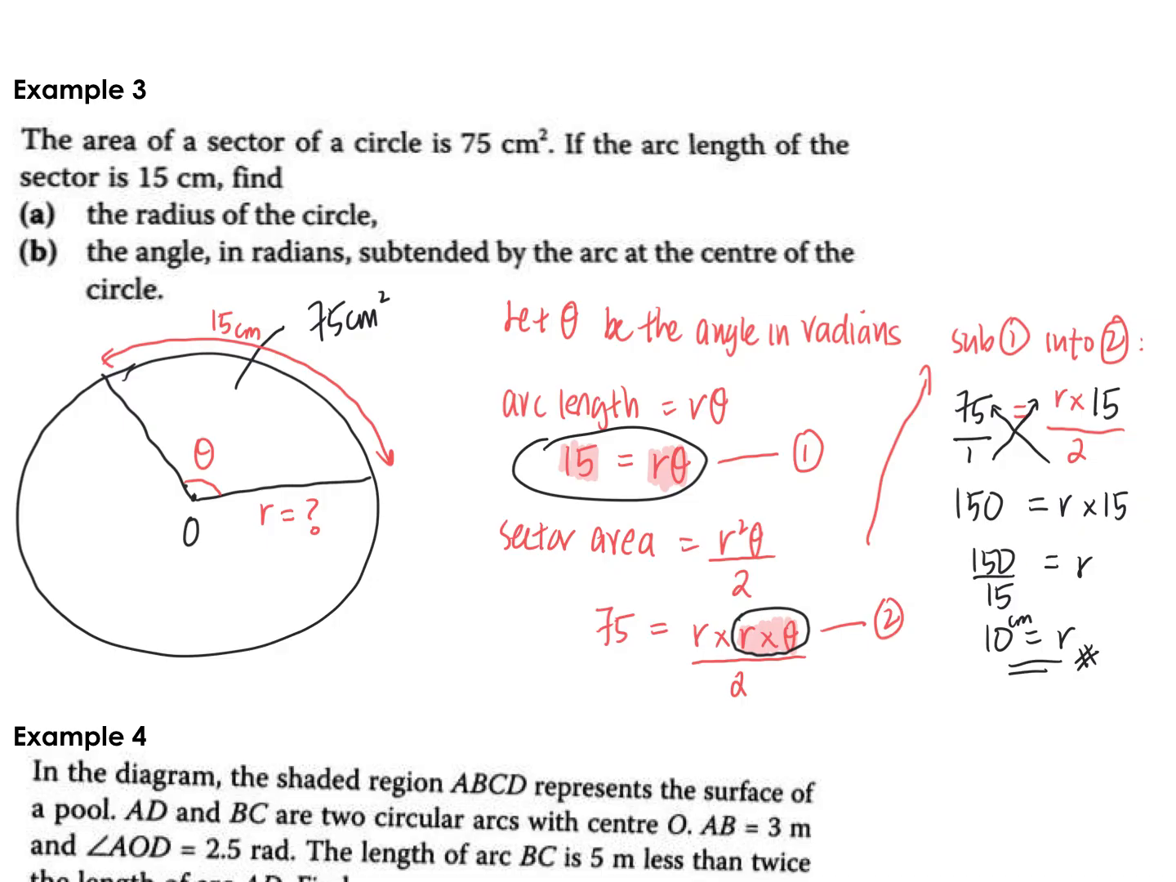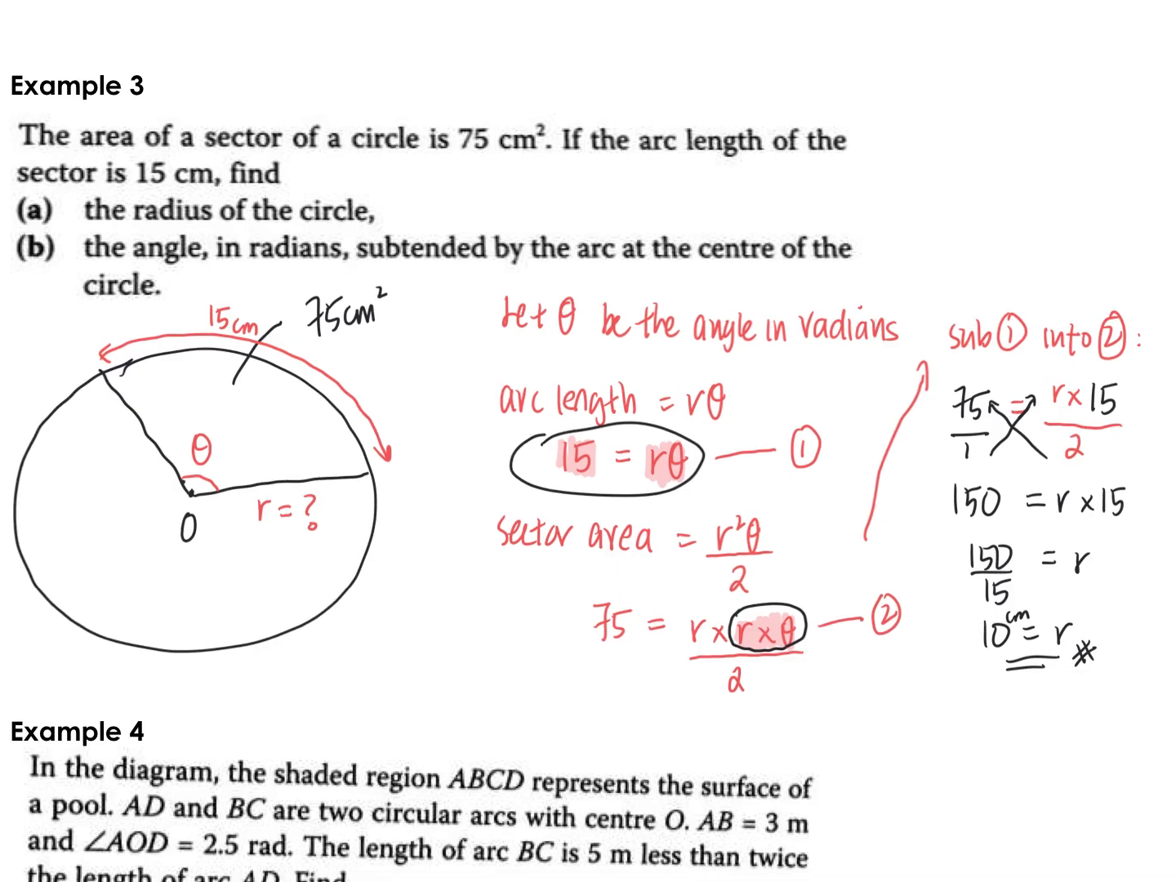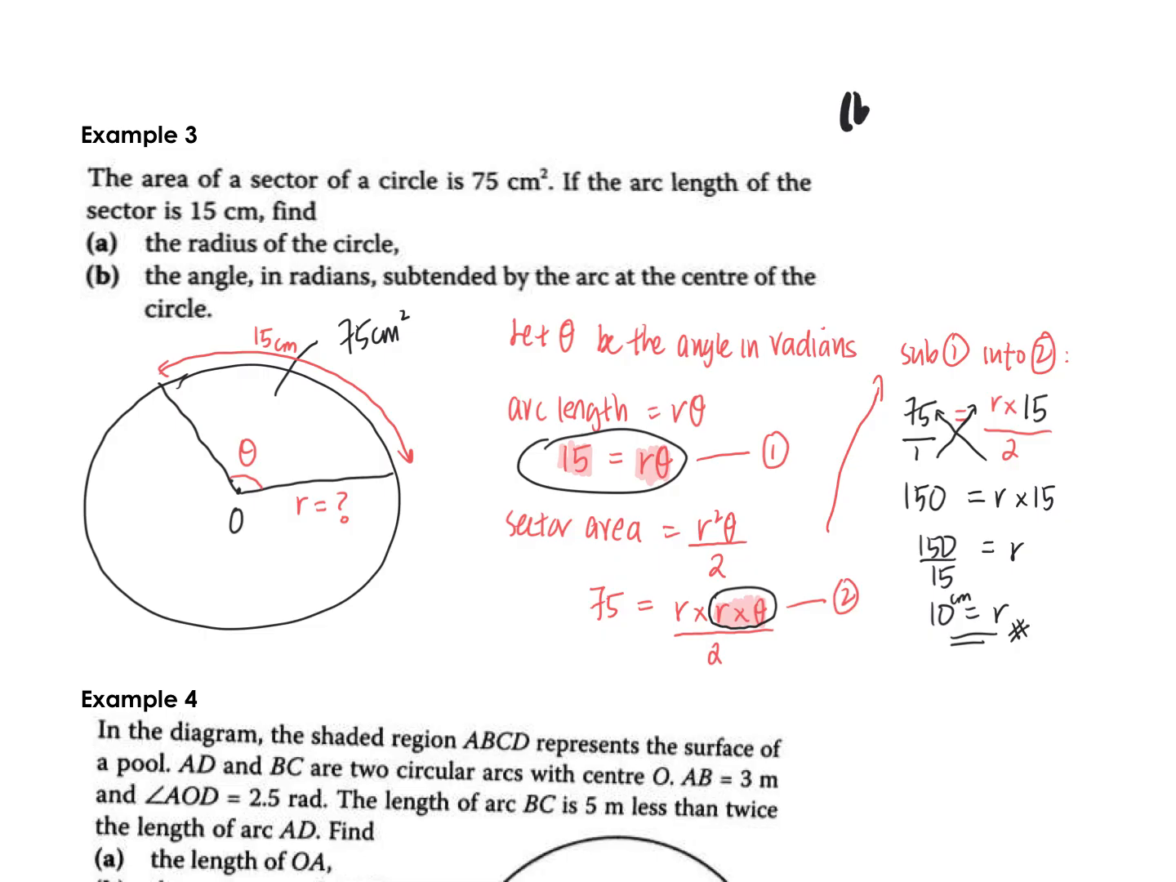Okay, last one, they want us to find the angle subtended by the arc. Which one asks for how many marks? This one can go 3 marks. Okay, part B, they want me to solve for this angle. I just put my r back into 1.